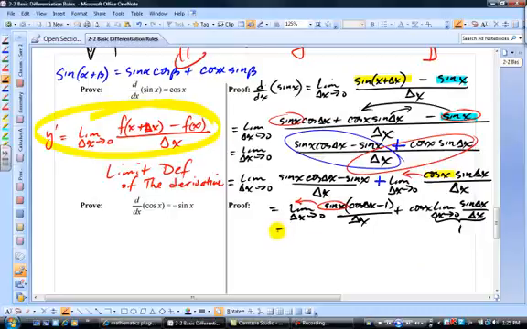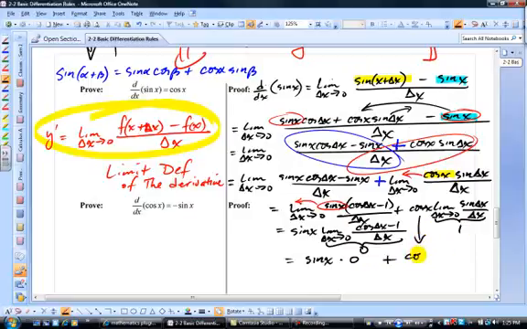And then when I distribute out the sine x, I get sine x times the limit as delta x approaches 0 of cosine delta x minus 1 divided by delta x. And that right there is a special limit, and it's equal to 0. So I have sine x times 0 plus cosine x times 1, and that's obviously cosine x. And then I'm done with my proof. Okay? I just proved that the derivative of sine in the very beginning is equal to cosine x.